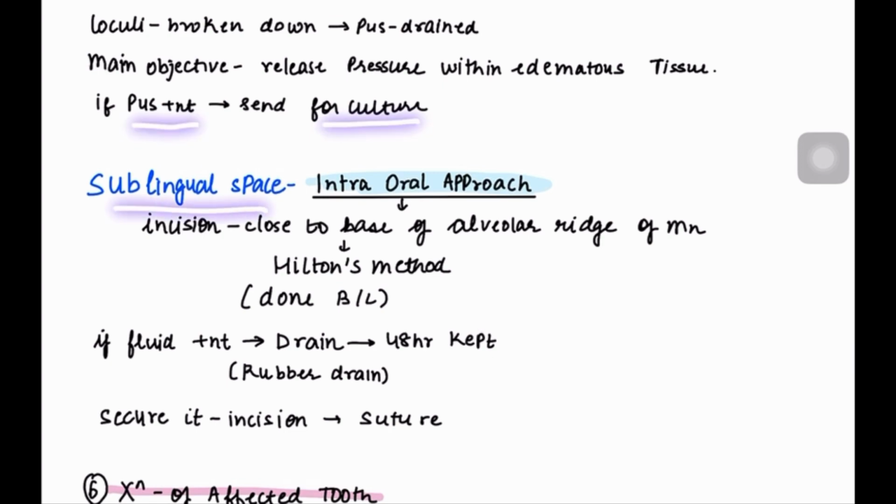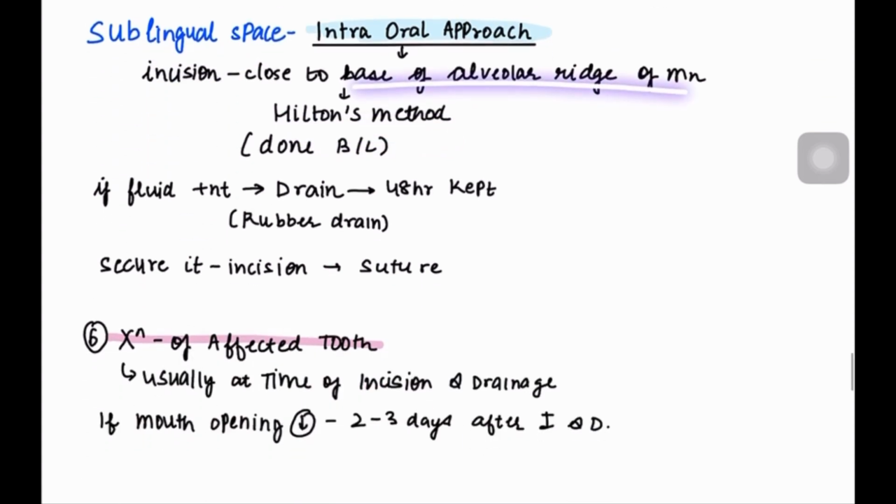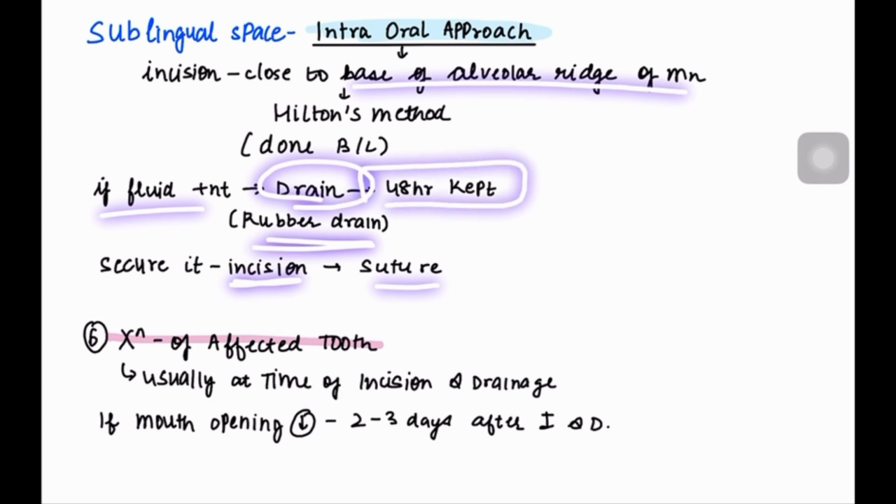And for the sublingual space, we will do the same Hilton's method but through an intraoral approach. The incision will be made close to the base of the alveolar ridge of the mandible. And if fluid is present, then a drain, that is a rubber drain, will be secured in the incision and sutured. And this drain is kept for 48 hours, not more than that.